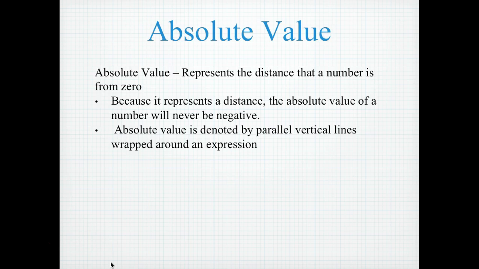Absolute value is noted by parallel vertical lines wrapped around an expression. Here we have the absolute value of 3 is equal to 3, and the absolute value of negative 3 is equal to 3. Now this is true because both 3 and negative 3 lie exactly 3 units from 0.